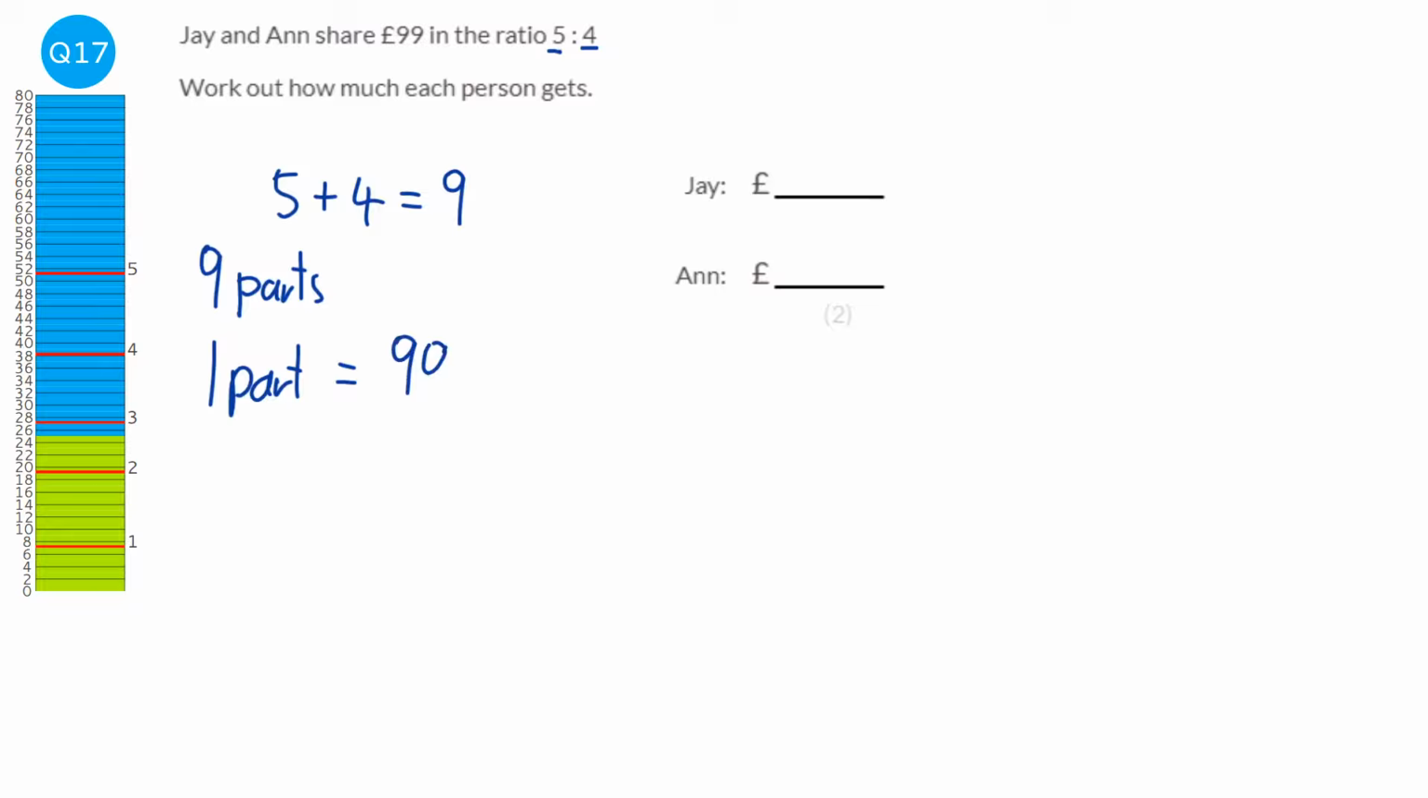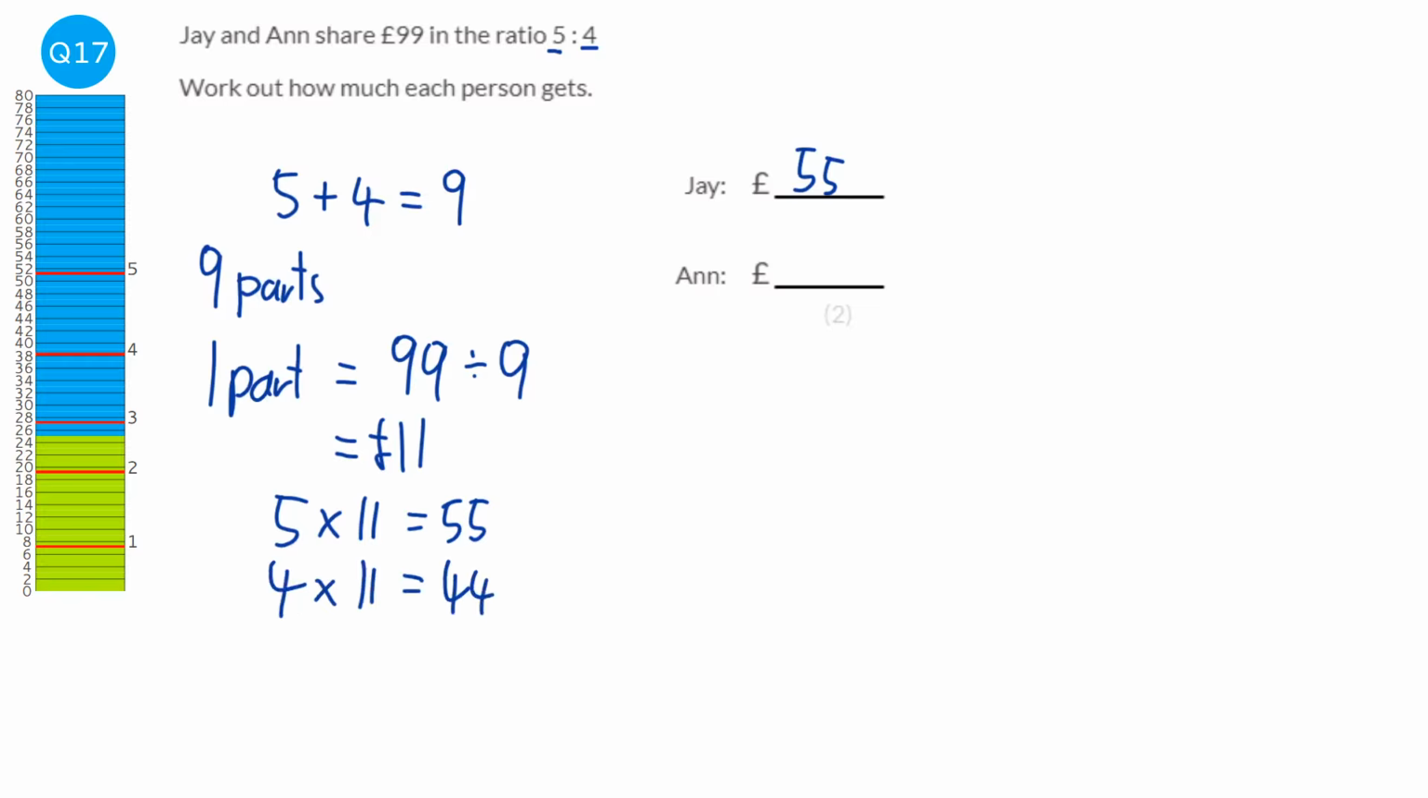Now, each part, or each pile, is going to be worth 99, which is the total amount of money, divided by how many equal piles we have. So divided by that 9. So 99 divided by 9 is 11. So one part is worth £11. So J has 5 piles of £11. So J has 5 times 11, which is 55. And Anne has 4 piles of that money. So 4 times 11, which is 44. We can check this by adding the two together, and it should add up to the amount of money we have, which is 99, which it does.